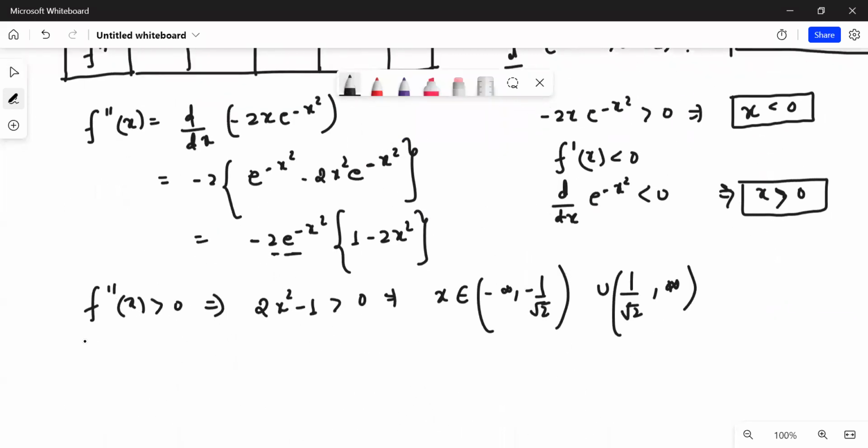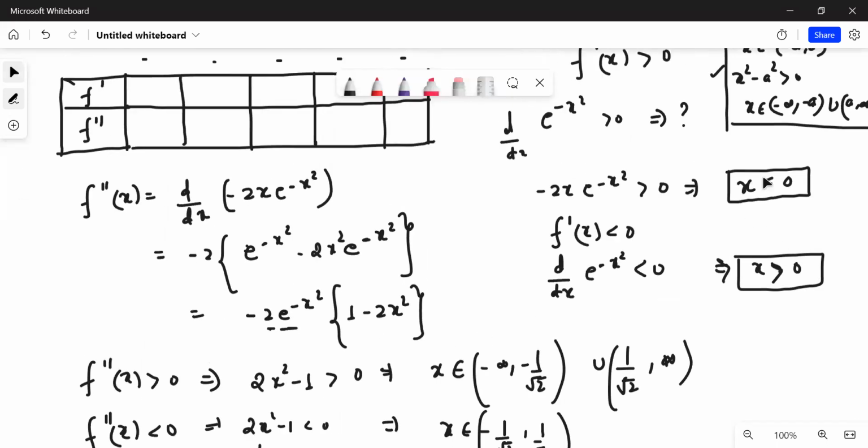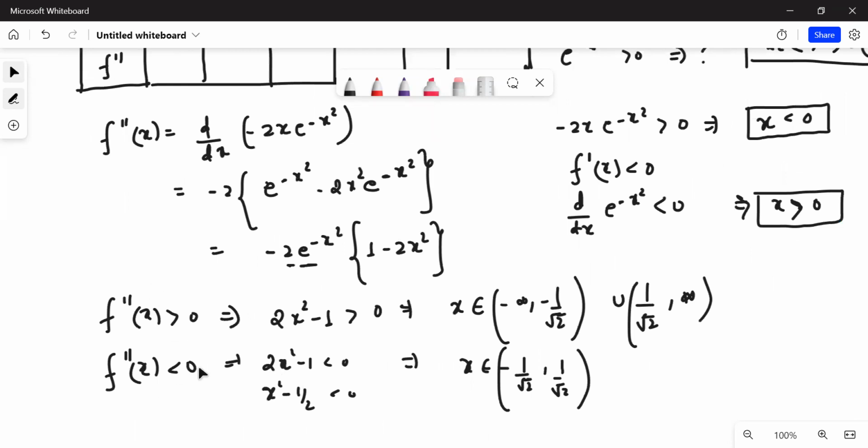And if I'm saying that my first function's second derivative is less than 0, it implies your 2x square minus 1 should be less than 0. It implies your x square minus 1 by 2 should be less than 0. It implies your x should lie between minus 1 upon root 2 comma 1 upon root 2. Is that clear? Now, there are 4 things to see. You see that your function is increasing for all x less than 0, your function is decreasing for all x greater than 0, and then there are things related to second derivatives as well.